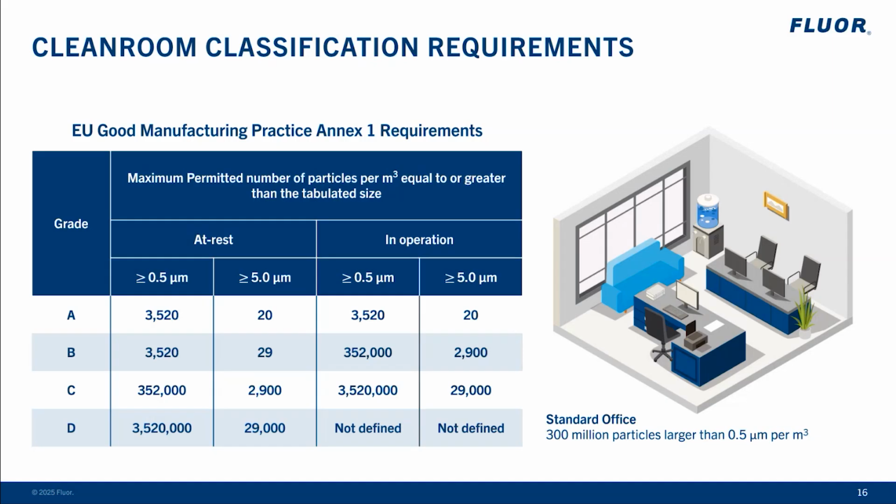For example, in the at-rest state, the maximum is 3,520,000 particles larger than 0.5 microns and 29,000 particles larger than 5 microns per cubic meter. For comparison, a typical office room contains more than 300 million particles larger than 0.5 microns per cubic meter. That illustrates the enormous difference and how demanding cleanroom standards truly are.